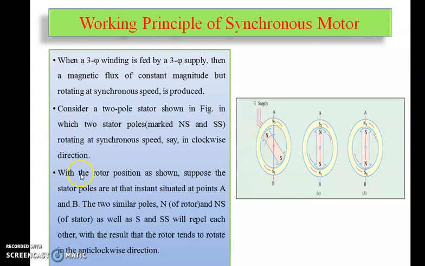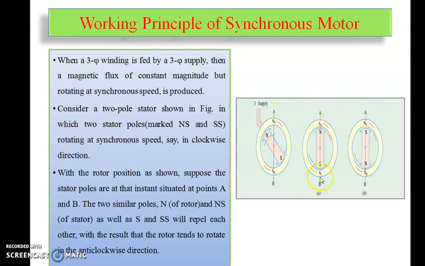Now we are assuming that with the rotor position as shown, suppose the stator poles are at instant situated at point A and B. The two similar poles, N of the rotor and NS of the stator, as well as S and SS, will repel each other, with the result that the rotor tends to rotate in anti-clockwise direction. That means what? Now just assume it.